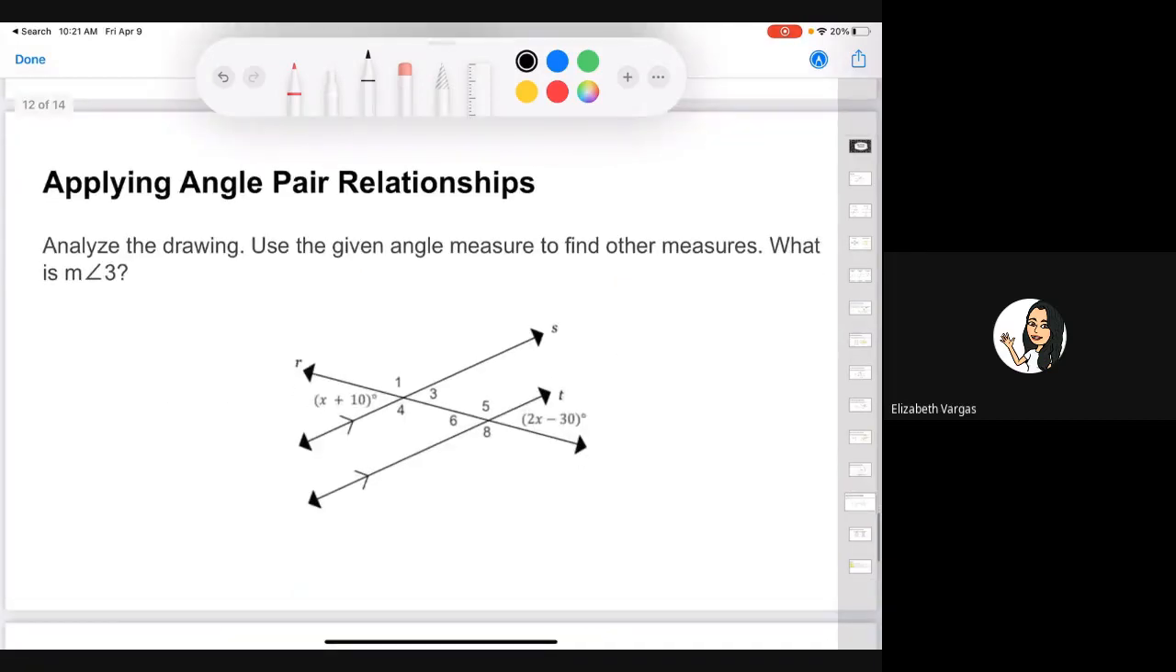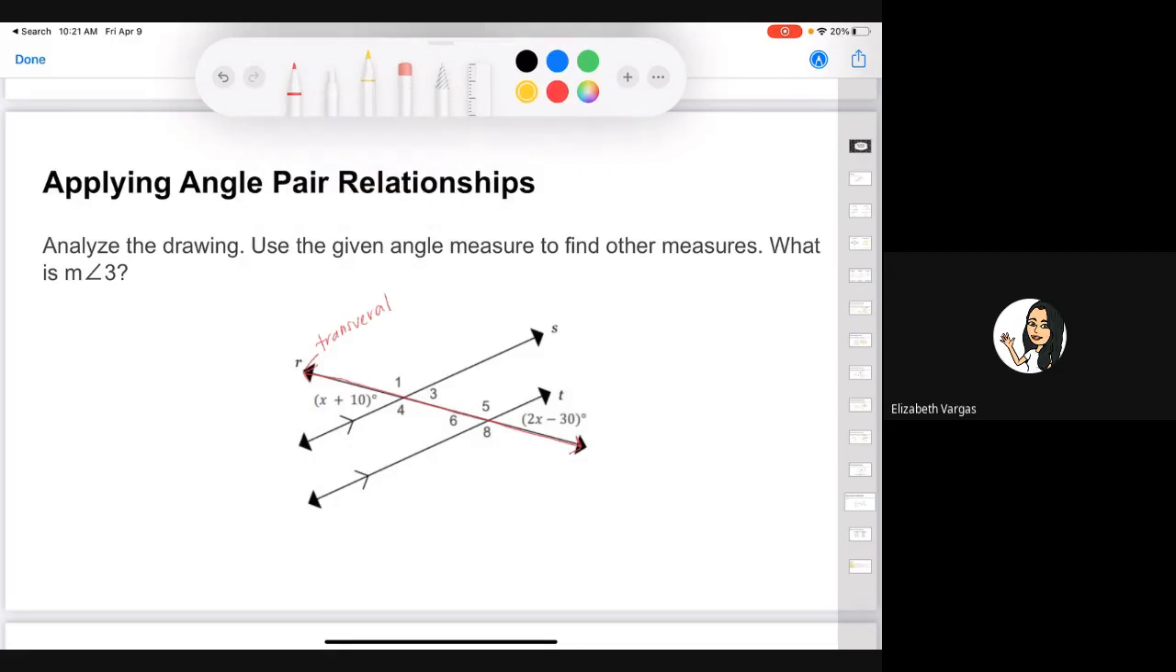Okay, so let's say we wanted to do the same thing here, but here we're asked to identify the measure of a specific angle. This says analyze the drawing and use the given angle measure to find other angle measures. What is the measure of angle 3? Well, here we aren't given exact values, but we are given equations. And what I can do is identify my transversal. And that transversal intersects a system of lines. And so because of that, I know I have my different angle relationships.